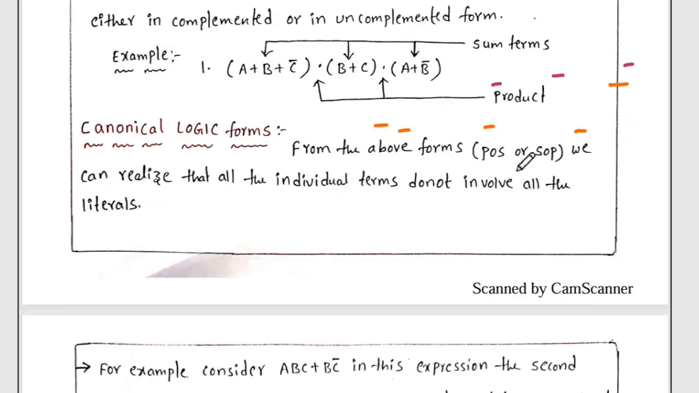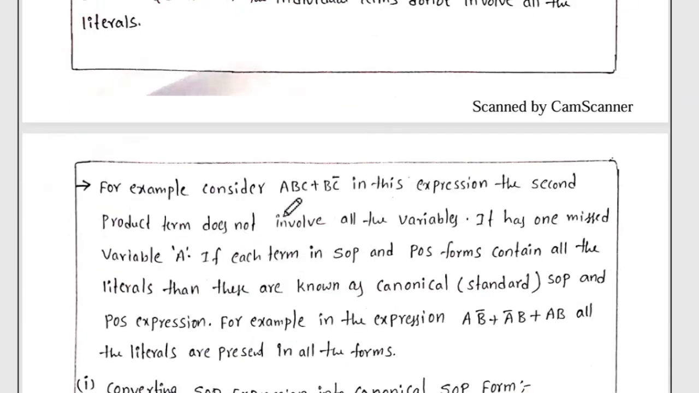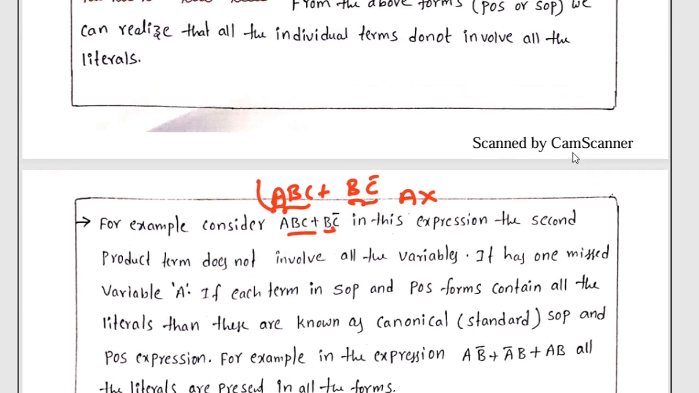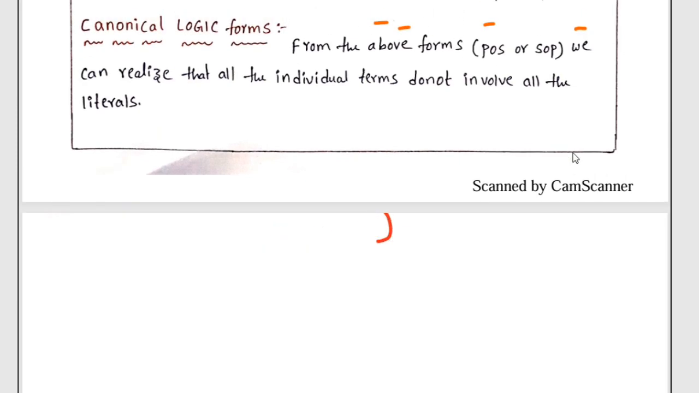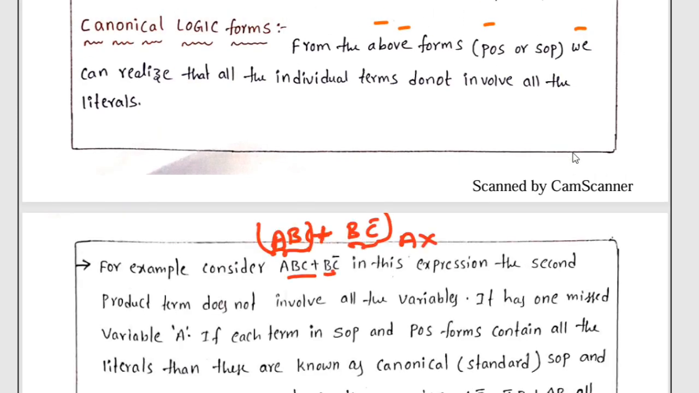From the above forms, POS or SOP, we can realize that all the individual terms do not involve all the literals. For example, I just discussed ABC and BC bar. Here three variables are there, but in BC bar only two variables are there. A is missing here. It is not in the standard or canonical form, but it is nothing but a SOP, sum of products.